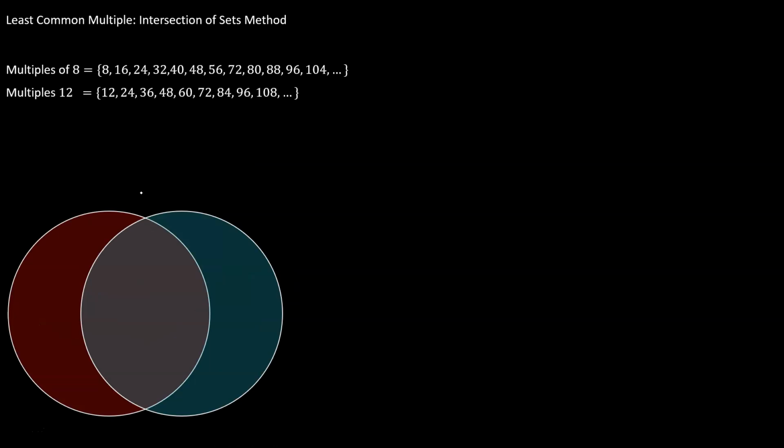We can try it again with the numbers 8 and 12. So looking through our list of multiples here, I see 24 shows up in both lists, 48 shows up in both lists, 72 shows up in both lists, 96 shows up in both lists. So we'll sort them, putting the numbers that show up in both lists in the intersection, and then organizing the rest where they belong. So I'll put the multiples of 8 in the red circle, multiples of 12 in the blue.